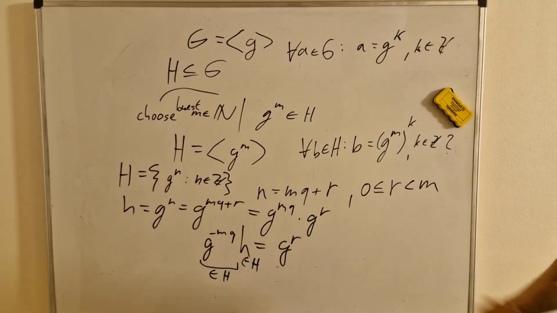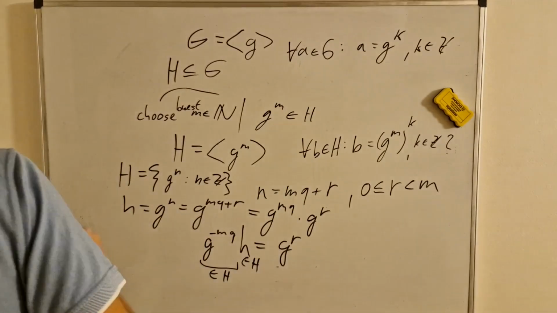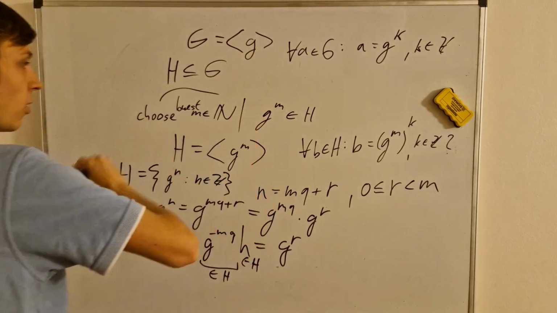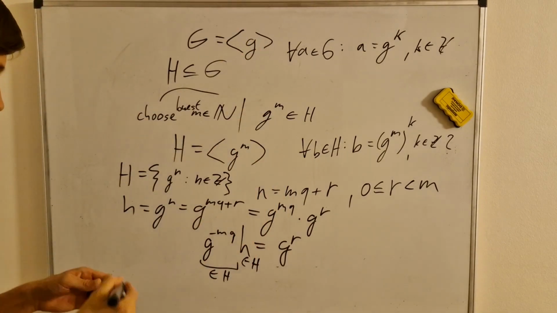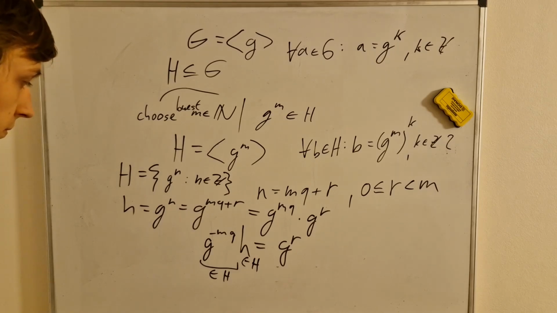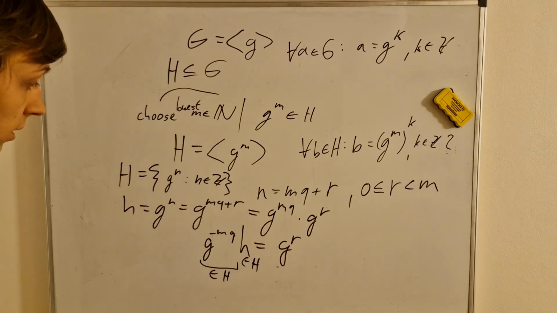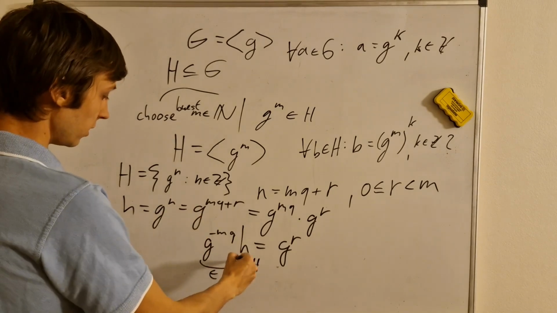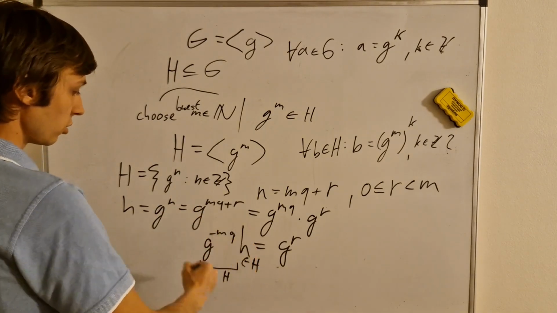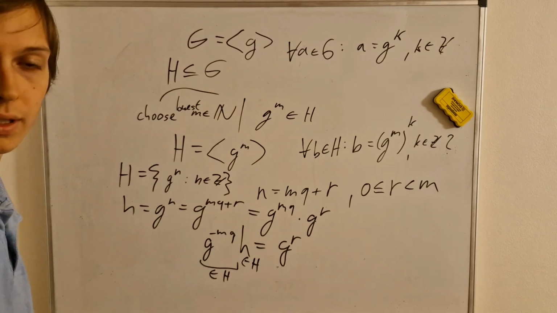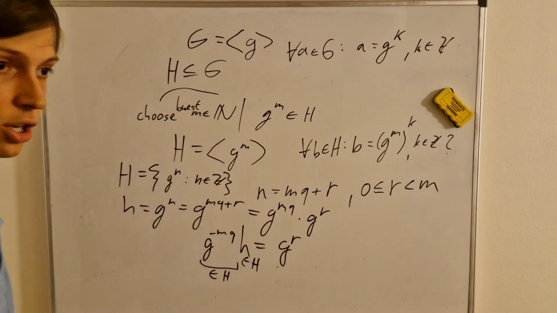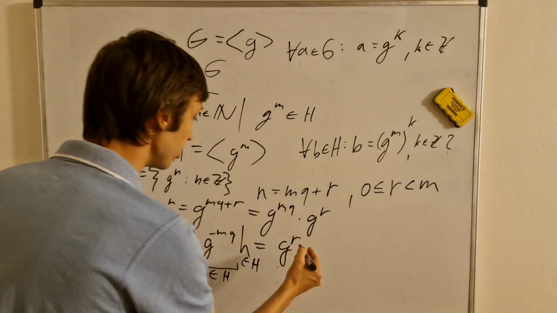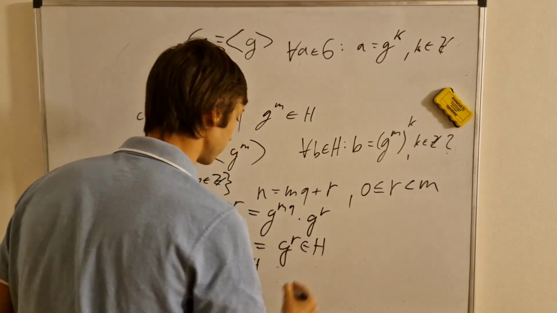But the important fact to go back to is, we had said we suppose M is the lowest integer for which this works. And if two elements, both in H, are put into the binary operation with each other, the result must be in H. That means that g to the r must be in H.